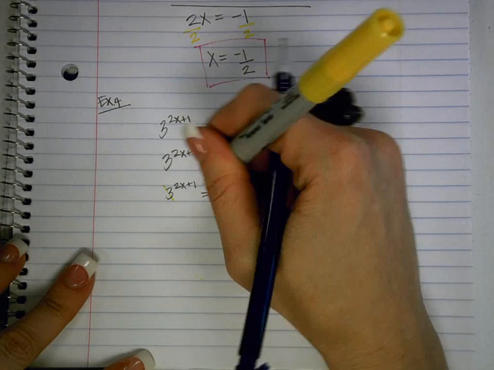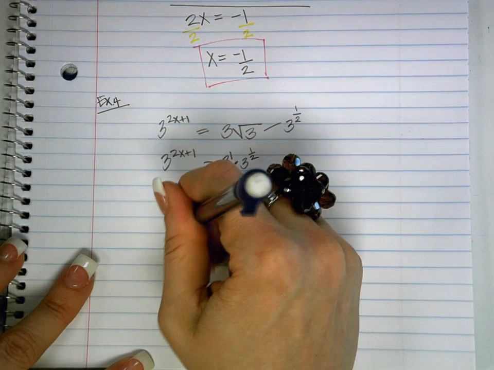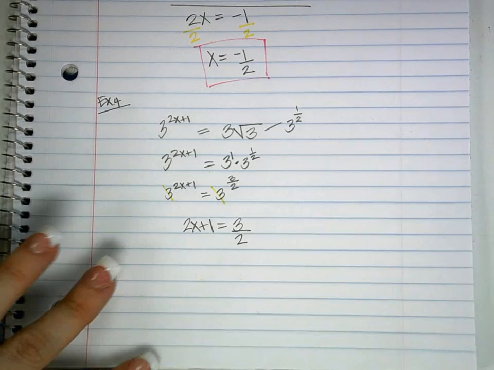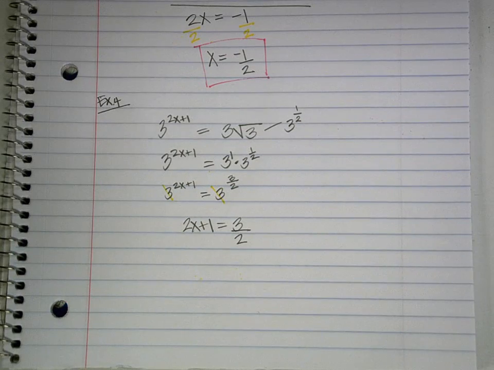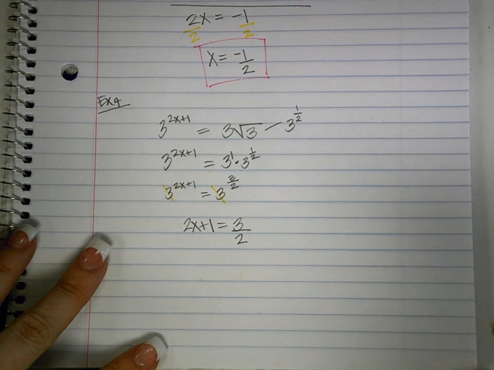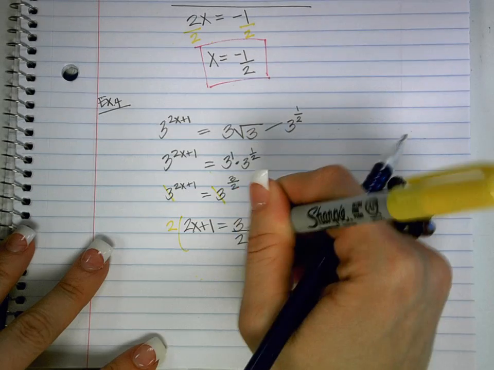Then drop your bases. Make it so that 2x plus 1 equals 3 halves. And how do I solve for x? What's the first thing that we don't like in this equation? We don't like the fraction. How do I eliminate the fraction? You can't just take it out. Multiply everything by what? By 2. Right. Multiply everything by a 2.